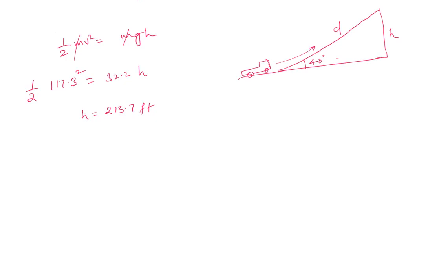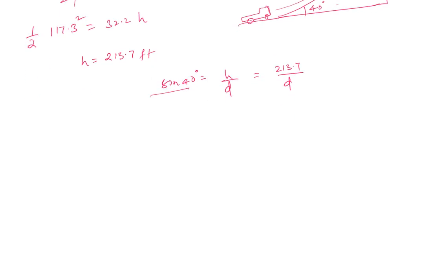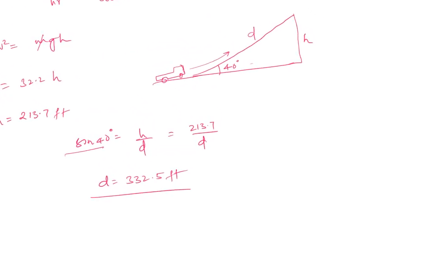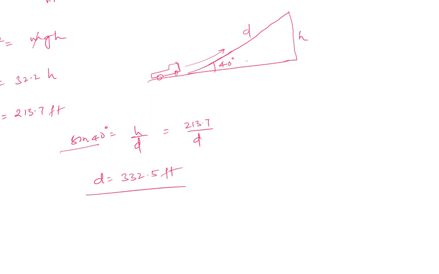Now to find the d, what do you need to do? Sine 40 degrees is equal to h over d. H we know is 213.7, so 213.7 over d, and from sine 40 degrees we can calculate d, which comes to 332.5 feet. So that's the d. I'm sorry I kind of drew a little curve here, but we're assuming it's a straight line. Okay. All right.